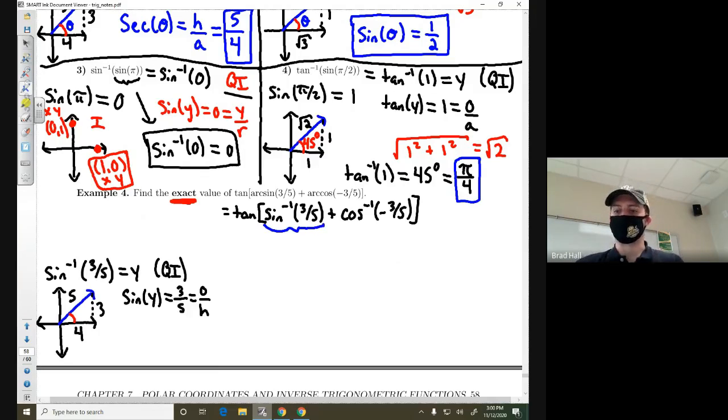This gives you an angle. Let's call that angle A. This gives you an angle. Let's call that B. So off to the side, we realize this is tan of A plus B.